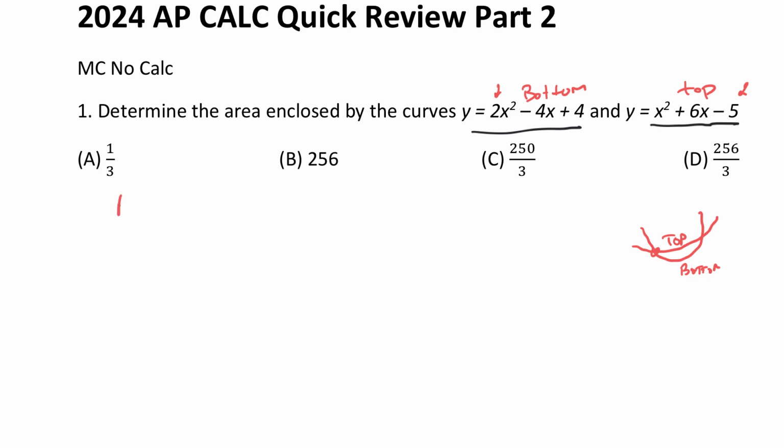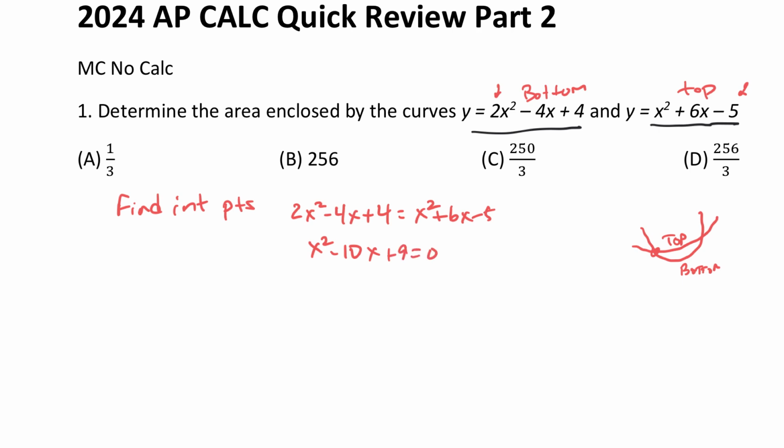But we can find the intersection points, so let's go ahead and do that. What we want to do is set these two equal to each other. This equals negative x squared plus 6x minus 5. Let's go ahead and solve this. We'll get 3x squared minus 10x plus 9 equaling 0, and we can factor this. We get x minus 9 times x minus 1 equals 0. So we end up with the intersection points at x equals 1 and 9.